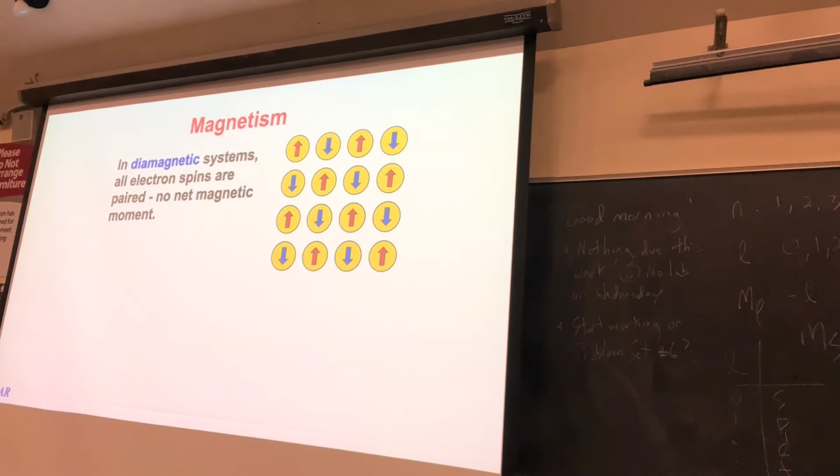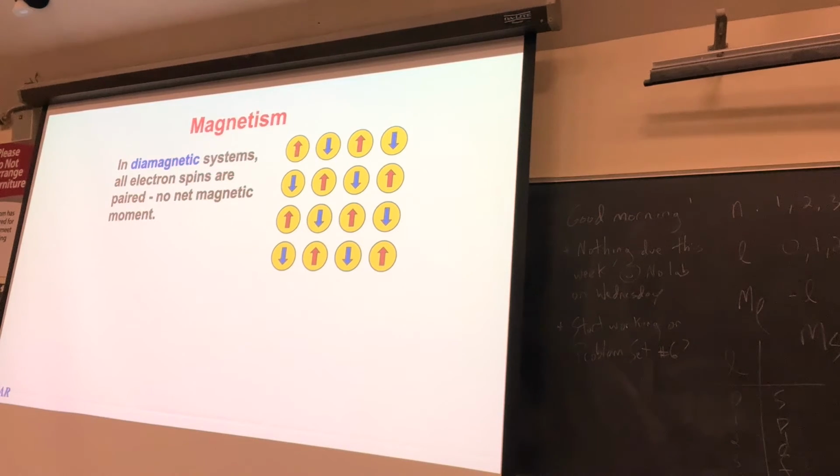Electrons spinning create a little bit of a magnet. Most materials, these arrows represent the spins. Most materials have just as many up arrows as they have down arrows, and we refer to these as diamagnetic systems. Diamagnetic systems are just no magnetic field. There's no net magnetism going on. And that only happens if you have just as many up arrows as you have down arrows.